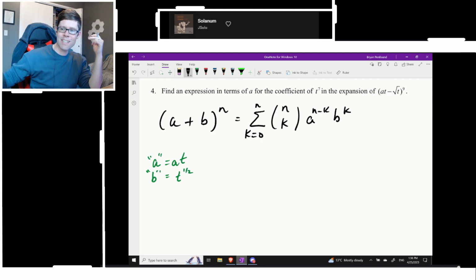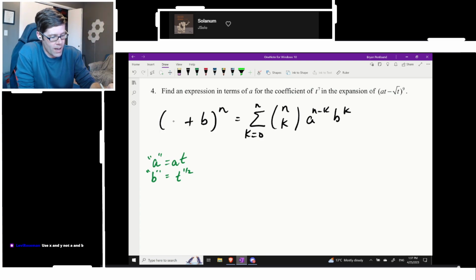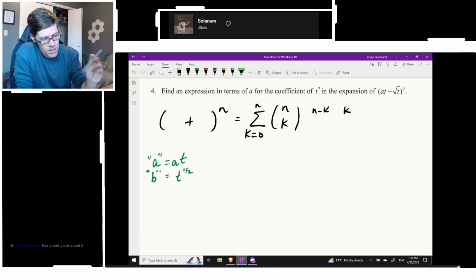Just keep expanding it out. Not a chance, not a chance. Use X and Y, not A and B. Oh, that's a good idea. X and Y, yeah, I like that. Okay, X and Y, not A and B. Sure, we can do that.